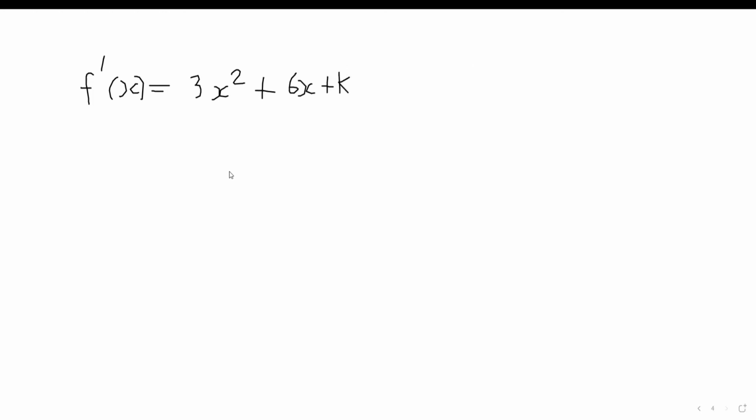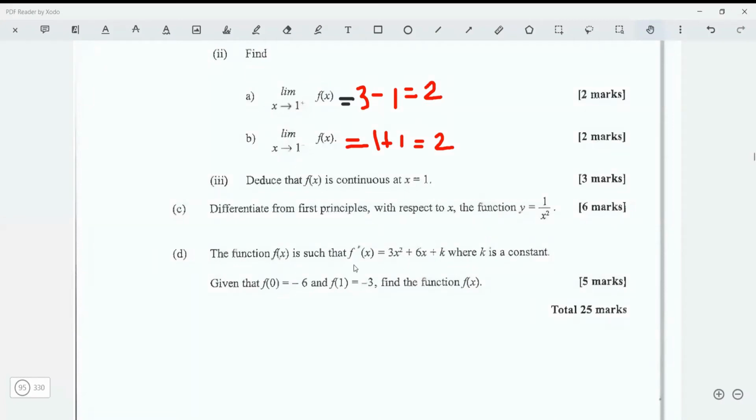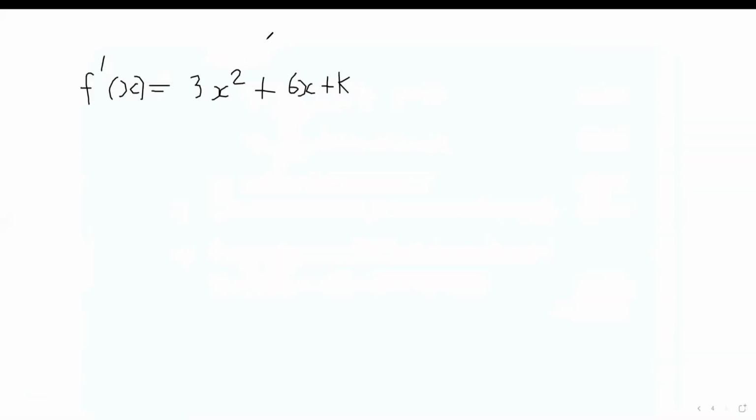Next thing to do is then tell us that f of 0 is negative 6. F of 0 is negative 6. But this is f prime. But just to write down that information, f of 0 is negative 6. This is going to come into play at some point, not right now. Next thing to write down is that f of 1 is minus 3. F of 1 is minus 3. All right, so f of 1 is negative 3.